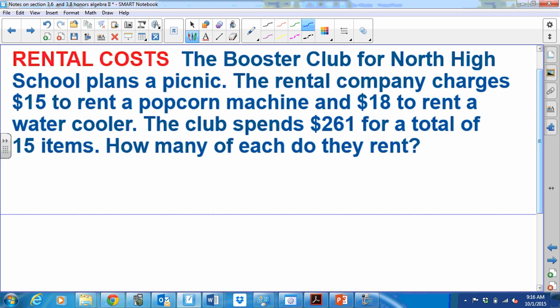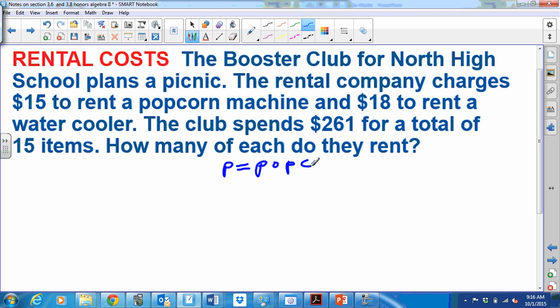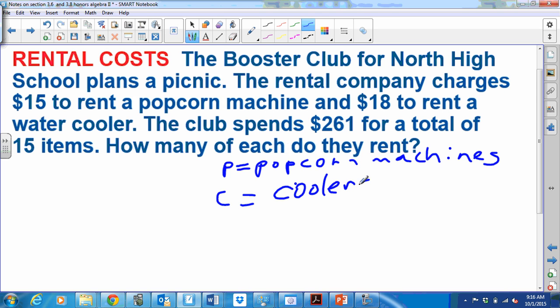Well, the first thing we're going to do is write an equation. And so we have popcorn machine, so I'm going to say that that's P. We have to define our variables. And we have coolers, and we're just going to say it's the number of coolers that they're renting. So we know that they're going to get 15 items. So the first equation is going to be P plus C equals 15.